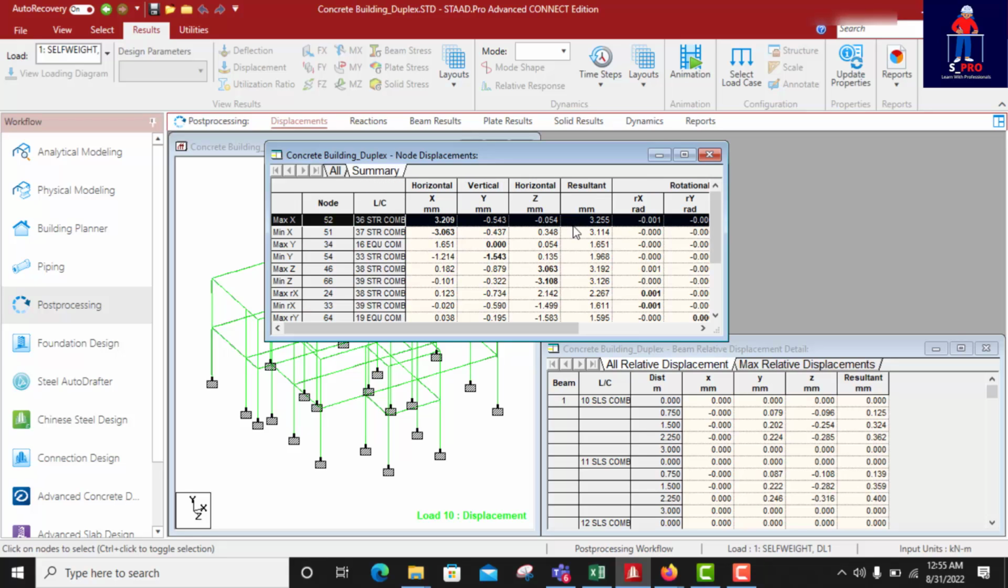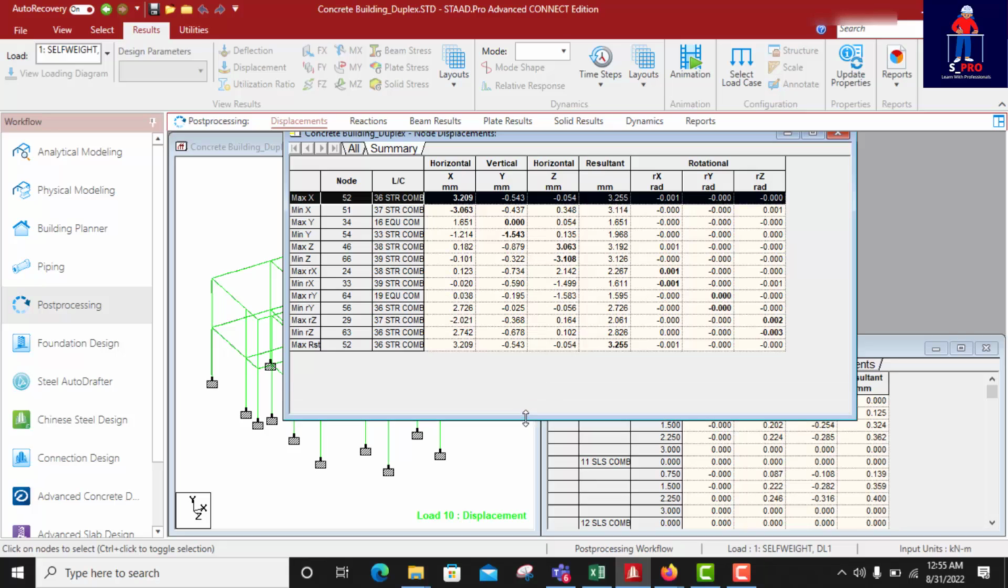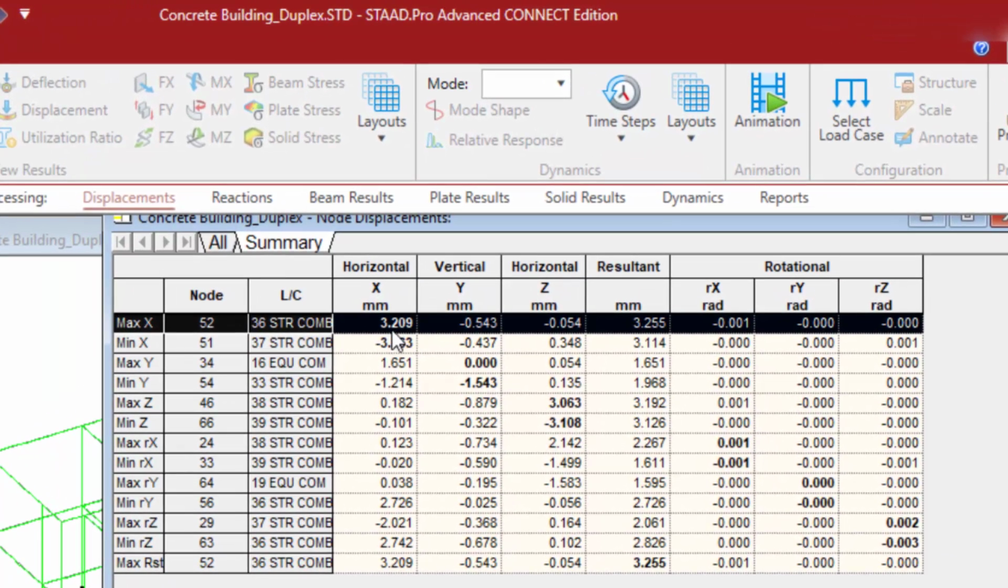Just click on the summary. You see the maximum displacement, 3.2 is the maximum displacement. In x direction, 1.5. So it's very okay, no issue here. If it is up to 25 mm, then we know we have an issue there. 25 is not safe. Some persons use 50, but it is better to use 25 as the limit.